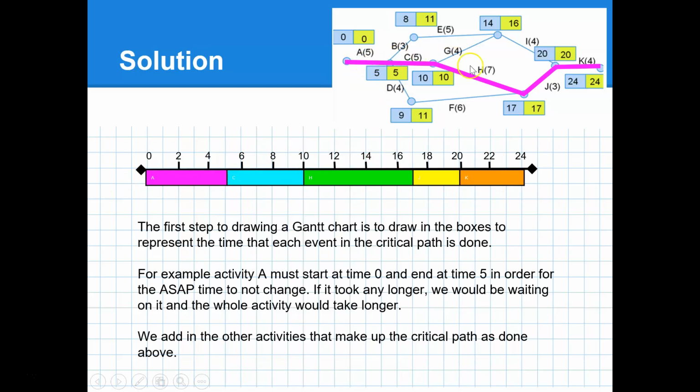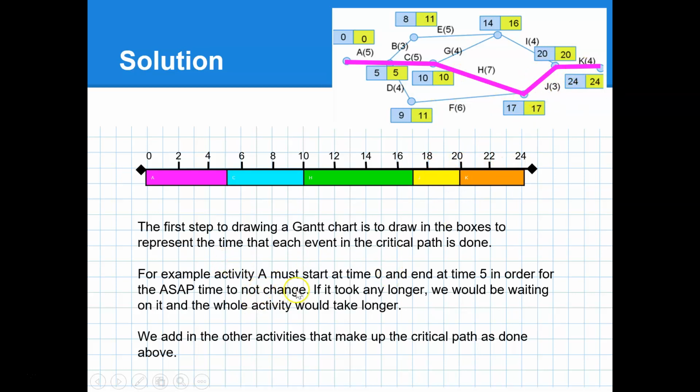Our critical path here is highlighted, which you probably have already found in the last videos or while working through the last examples. Up the top here, we've got A, which takes 5 days, and then we've got C, which also takes 5 days, and then H, which takes 7. From H, we've got J here, and then we've got K here, which takes 4.